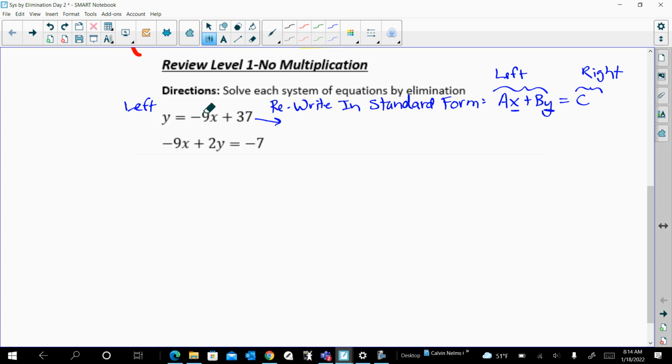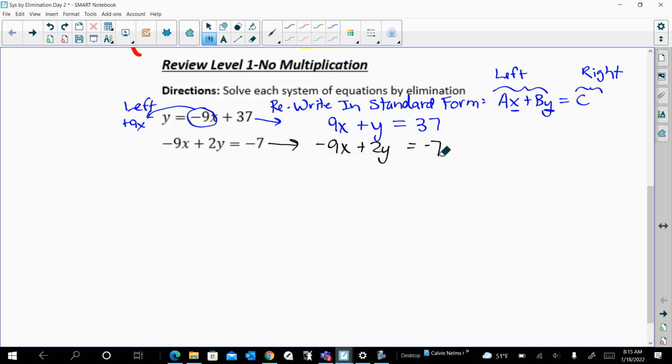So here's what happens. We're going to circle that term. We're going to draw an arrow moving it over. And when we move it, it now becomes plus 9x. When you move any term to the other side of the equal sign, you have to do the opposite. Okay? So when I rewrite this, this is now positive 9x plus y equals 37. So now my x and my y are on the left. My constant, which is my number, is on the right. And then I'm just going to rewrite or re-line up. This is negative 9x plus 2y equals negative 7.